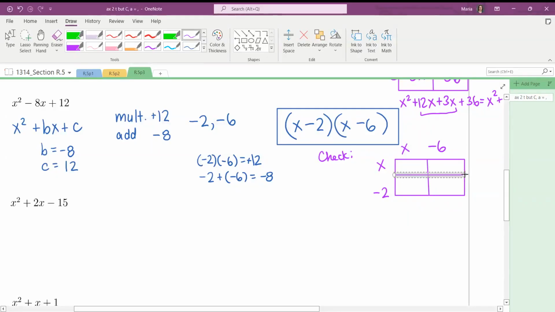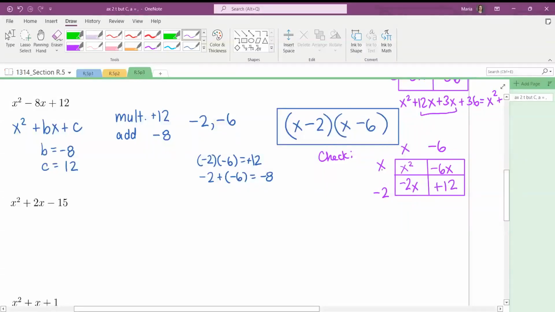All right, again, I've told you this before. I like doing the box method because sometimes when people FOIL, they forget one of the terms, and the box method kind of keeps you from doing that. So let's multiply each pair. Just follow my cursor. So x times x is x squared. -2 times x is -2x. x times -6 is -6x. And then -2 times -6 is +12.